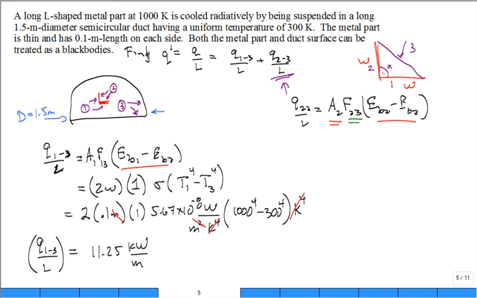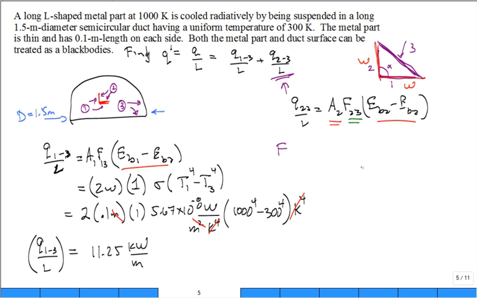Right? And so, depending on how you want to do it, you have to work out the view factor, okay? The view factor from all of this surface here to that surface. You could use reciprocity, you could use a number of different things.